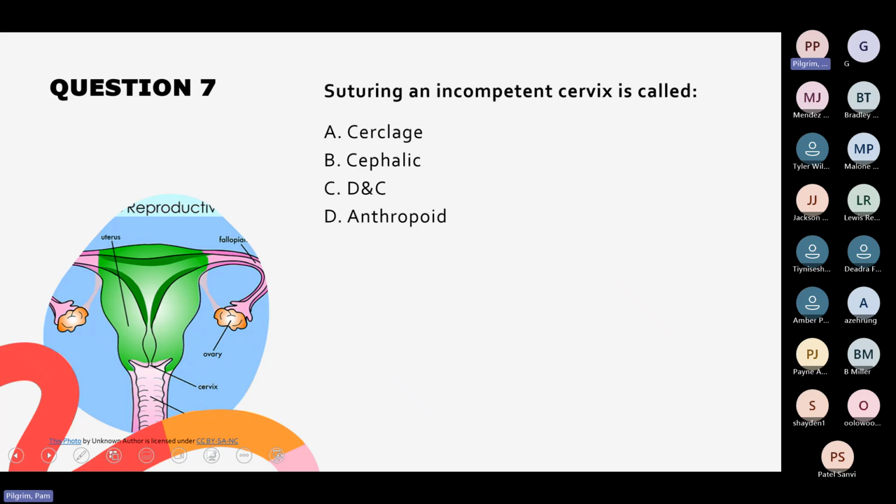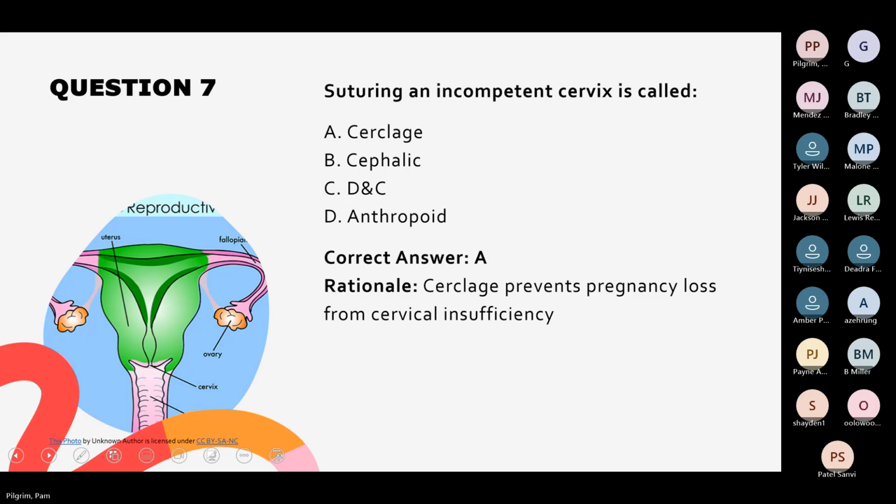Next question. Suturing an incompetent cervix is called what? When an incompetent cervix is sutured, what is that called? The answer is A, a cerclage, and it prevents pregnancy loss if somebody has cervical insufficiency. All right, next question.